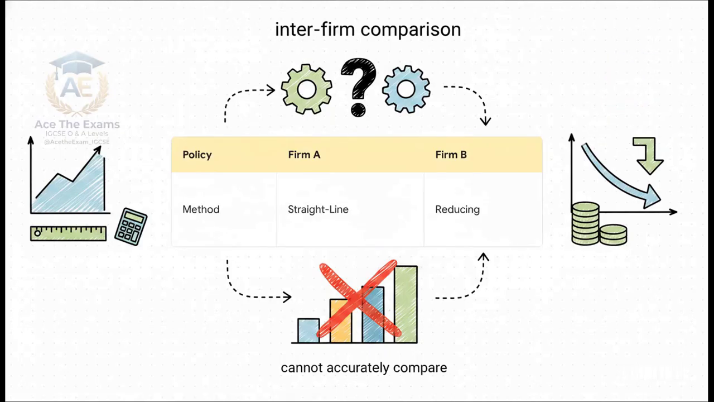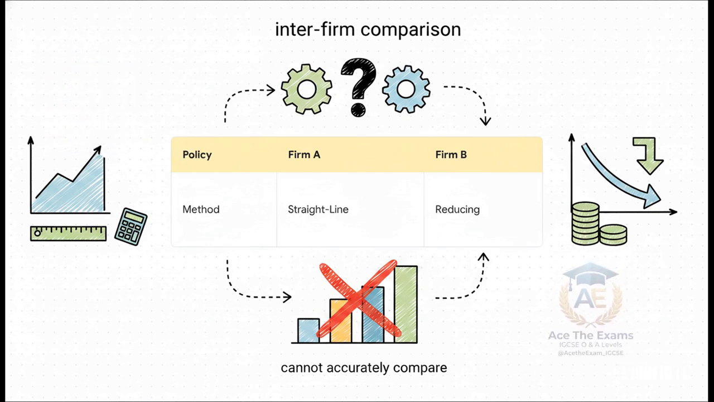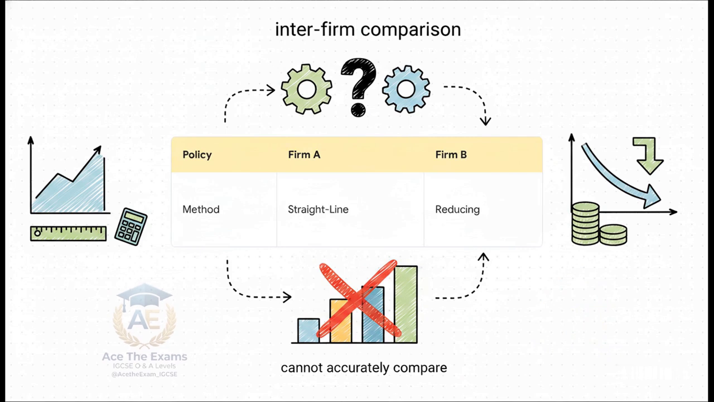Now, what happens when you try to compare two entirely different firms directly against each other? That is a classic AO3 trap. Contrasting accounting policies can make direct interfirm analysis dangerously misleading. Let's say Firm A uses the straight-line method for depreciation, aggressively writing down assets, while Firm B uses the reducing balance method. Without deeply understanding those differing policies, you literally cannot accurately compare their operating profits. It's apples and oranges. You have to proactively point out these differing accounting policies in your final written evaluation. Spotting that limitation is top-tier investigative skill.